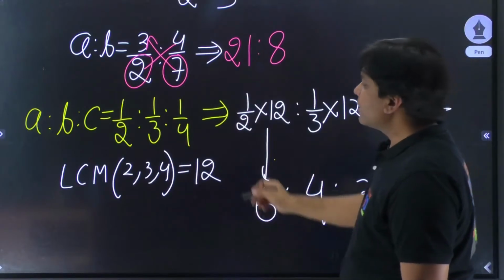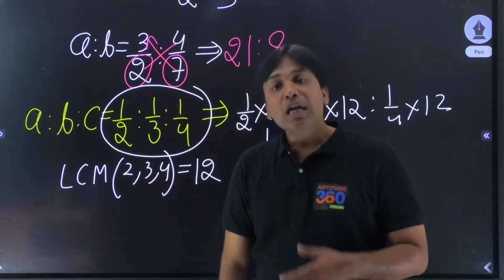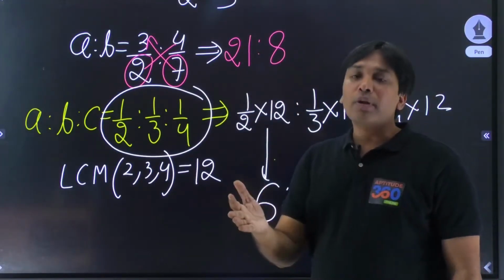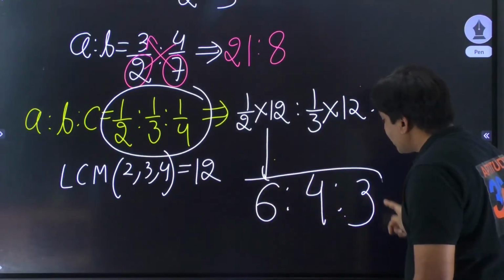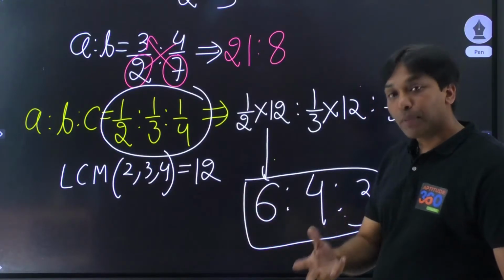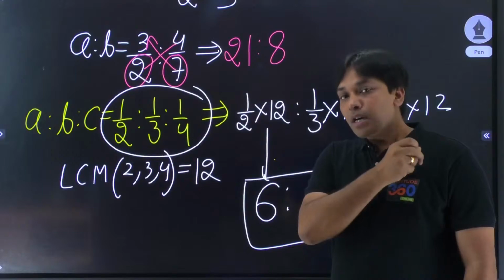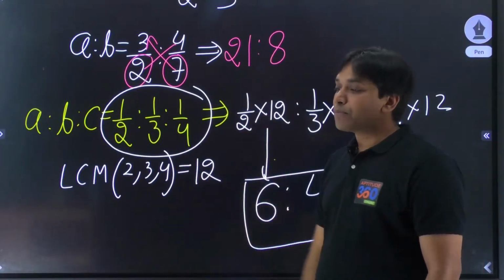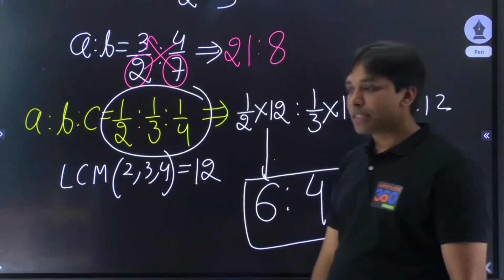So when the value is 1 by 2 is to 1 by 3 is to 1 by 4, because we do not want to write things in fractions, we are comfortable dealing ratios when they are in natural numbers. आप क्या कर दो, डिनोमिनेटर्स का ले लो LCM, उसी से मल्टीप्लाई कर दो सारी की सारी वैल्यूज को और आपका काम चल गया. Are we clear with this?